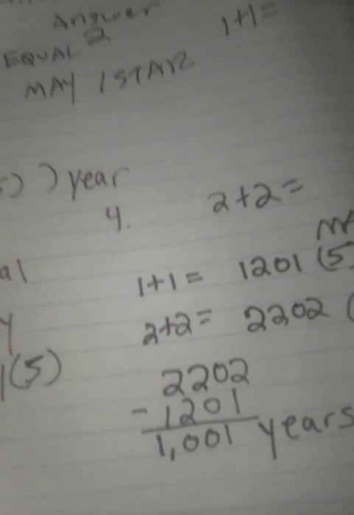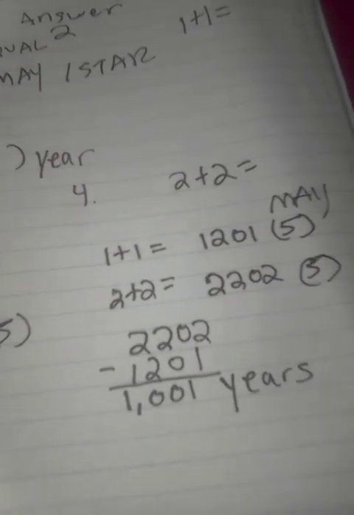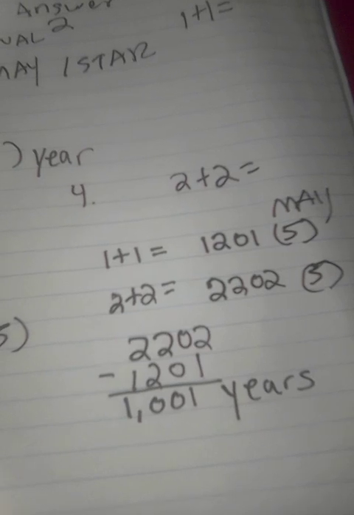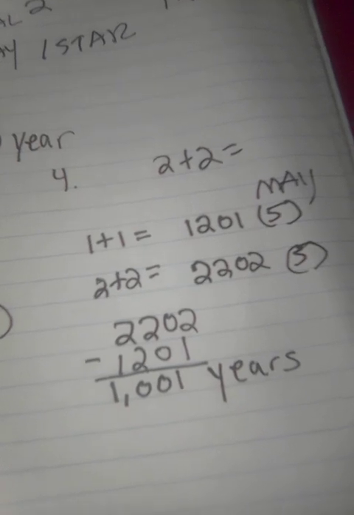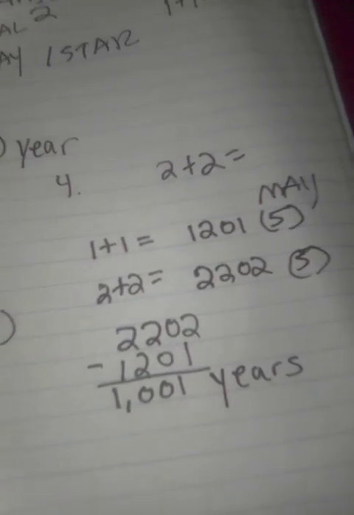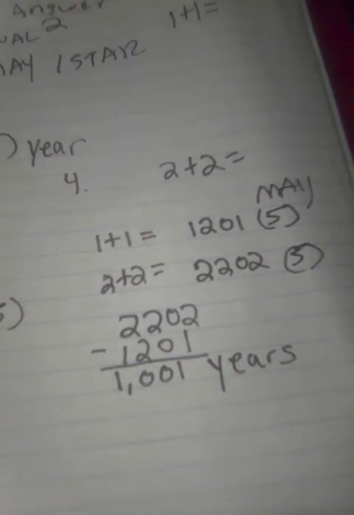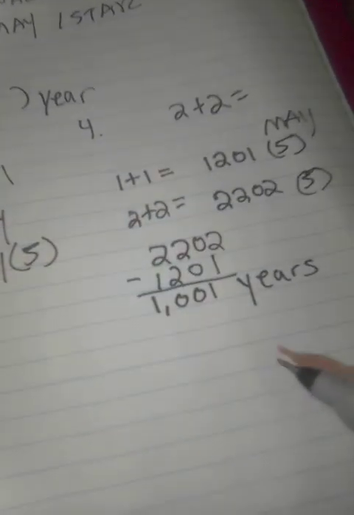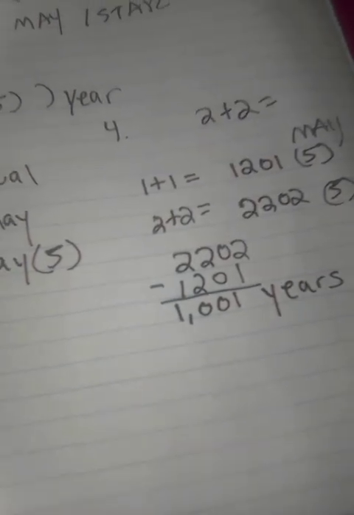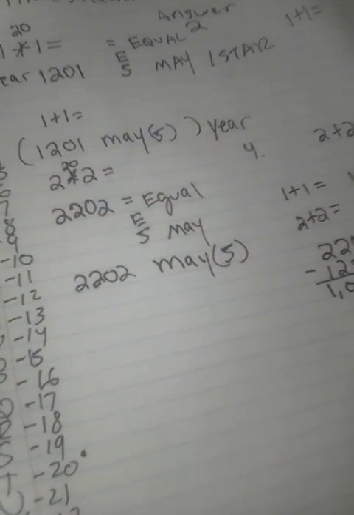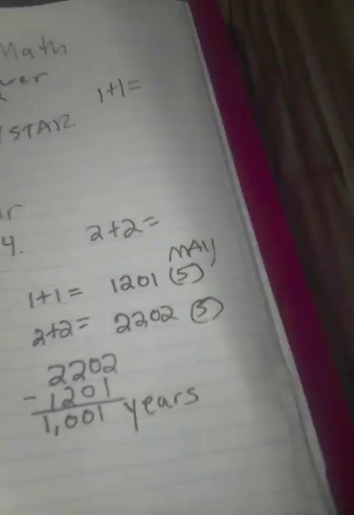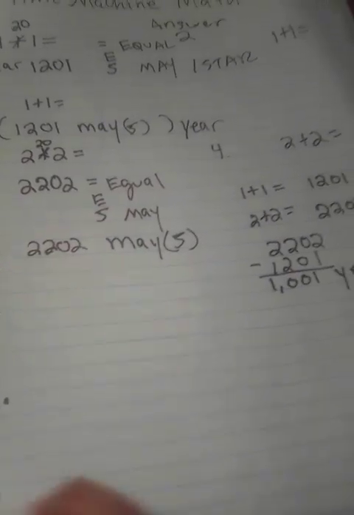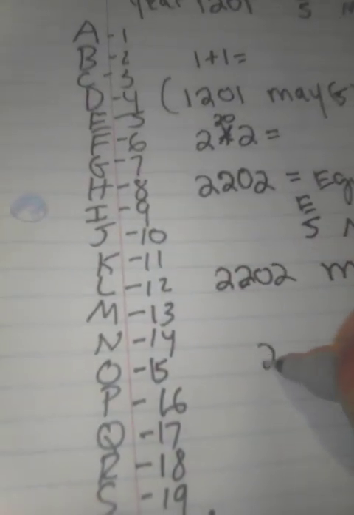That's 1,001 years. When you use this method, when you turn 1 plus 1 into a year, you get the year 1201. When you turn 2 plus 2 into a year, you get the year 2202. Now, the equal sign could be talking about the 5th month, which is May, okay? Now, this is 1,001 years, okay? Now watch this. I'm going to, hold on a second, I did this on my second page. Okay, I'll show you what I did already, because I worked this out on my second page, okay? Now, we're going to take our current year, right? We're going to take our current year.